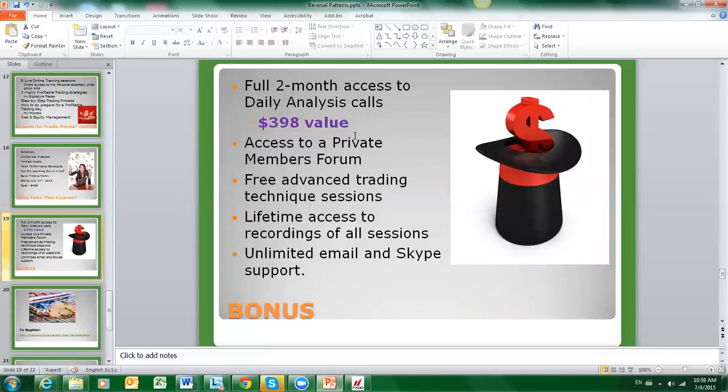You also get 2-month access to my daily analysis calls, which I usually charge $199 for. In this call, you see how I do the market analysis, how I look at different aspects of the market, how I identify the trade setups to take and at what levels to take the trade. This is something that we do every day. You'll have access to a private members forum area where we post different trade ideas. You have an opportunity to submit your trade, I will review it and provide feedback on how you can improve it. So there's a lot of personal attention that you can get there.